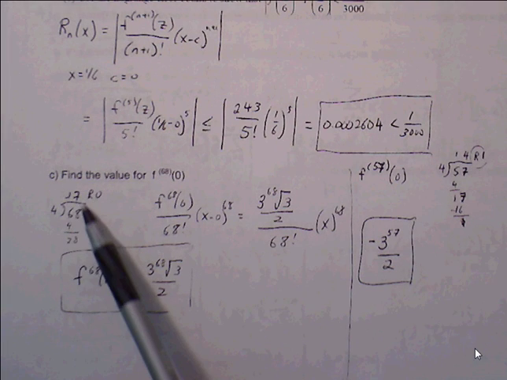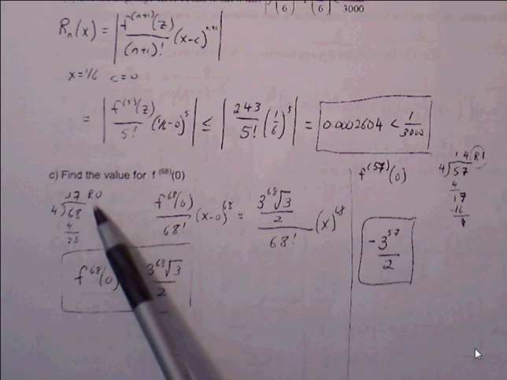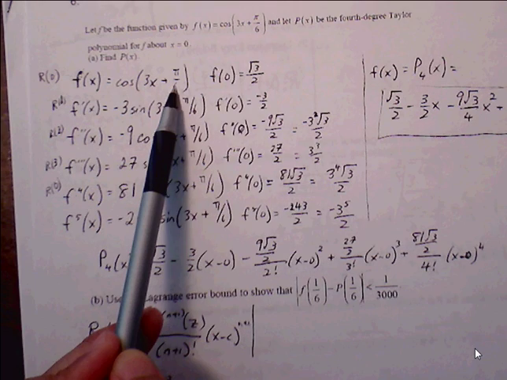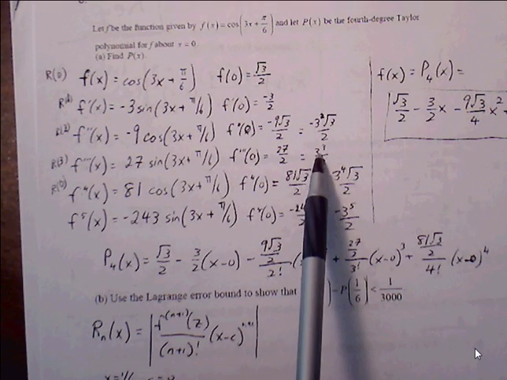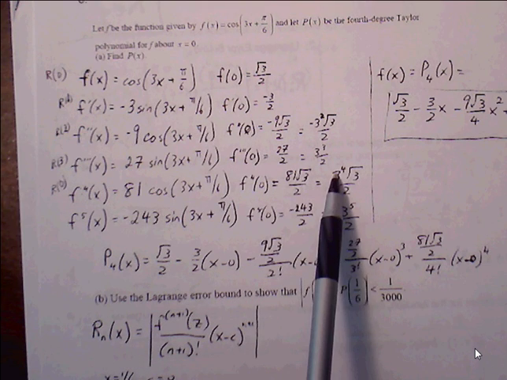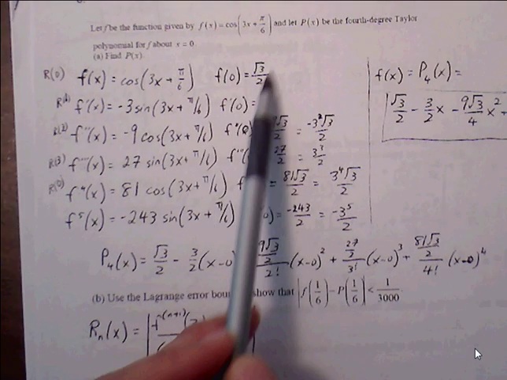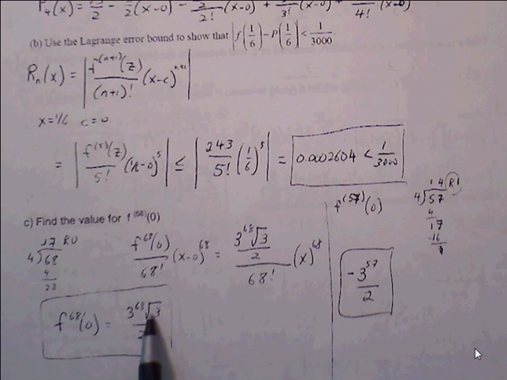So 68 divided by 4 gives us 28 with a remainder of 0. That means 68 derivatives later, it will come back to this form, which is cosine of 3x plus pi over 6. However, because we're going through 68 derivatives, the coefficients keep increasing by factors of 3. The third derivative is 3 cubed, the fourth derivative is 3 to the fourth. So it makes sense that the 68th derivative will be 3 to the 68th power with this form. So 3 to the 68th power times root 3 over 2 should be the 68th derivative evaluated at 0.